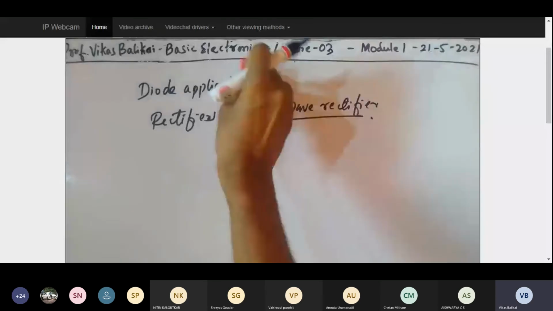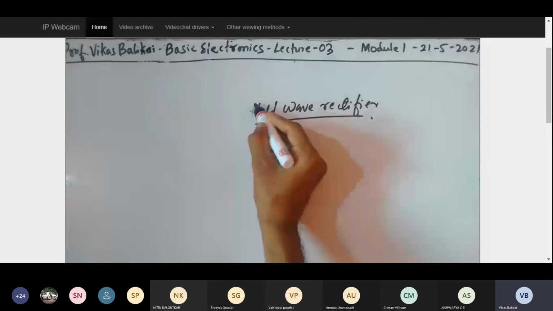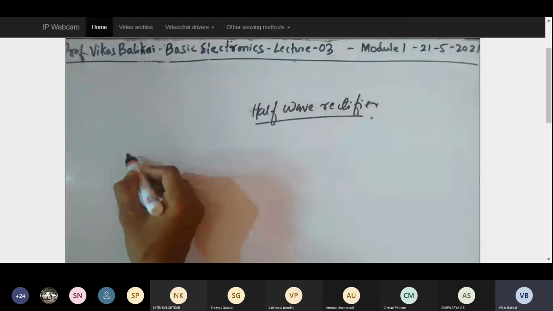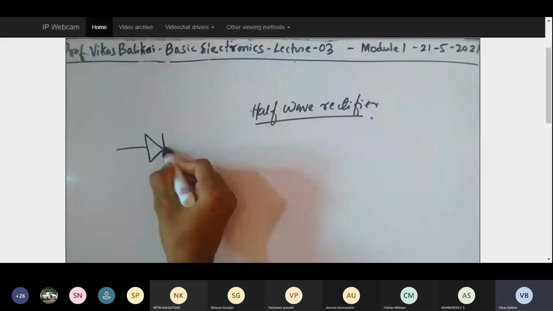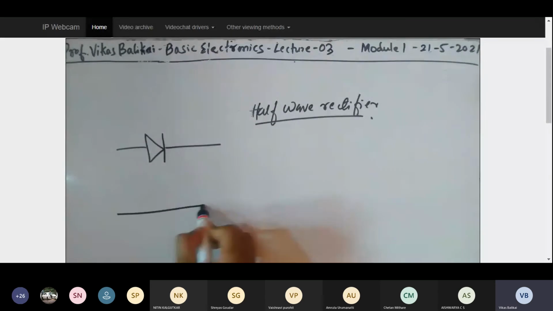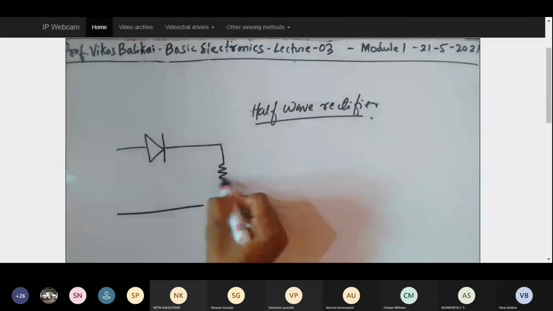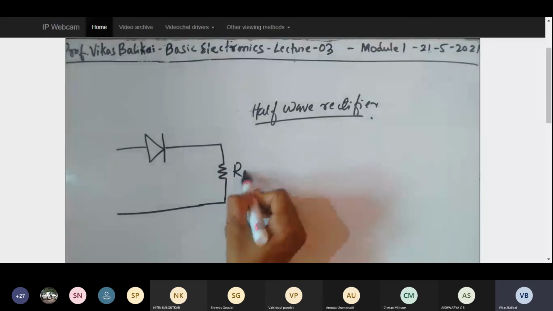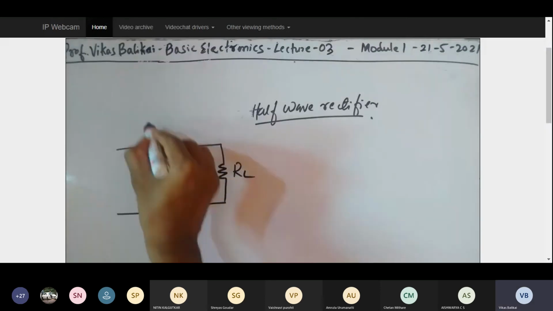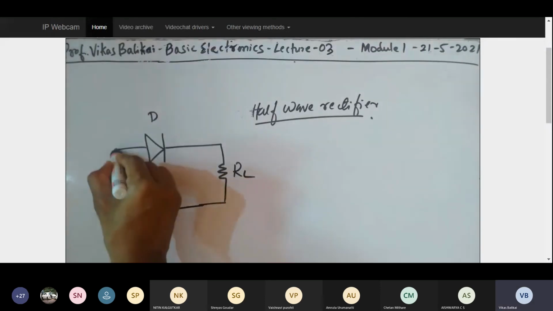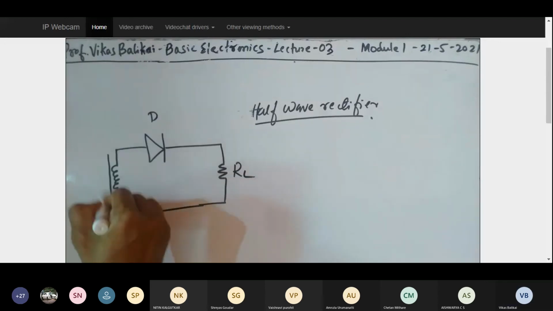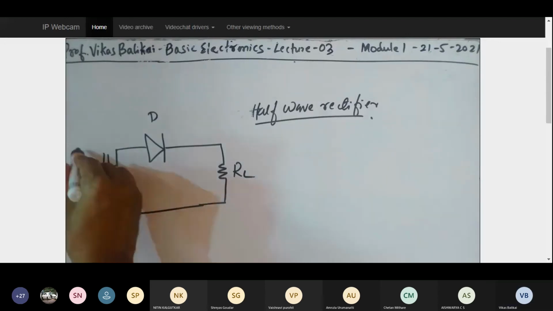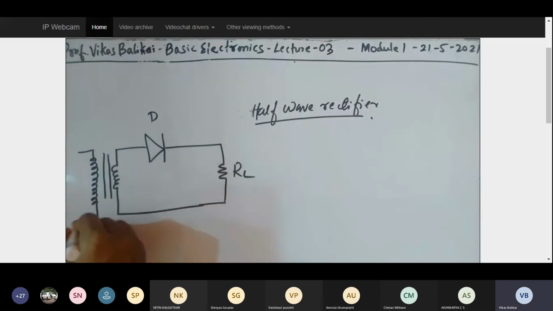It would look something like this. Since I told that this is an application of diode, it will have one diode, and it will have a connection being made like this. So this is a diode D, and this diode D is given input from the transformer like this.